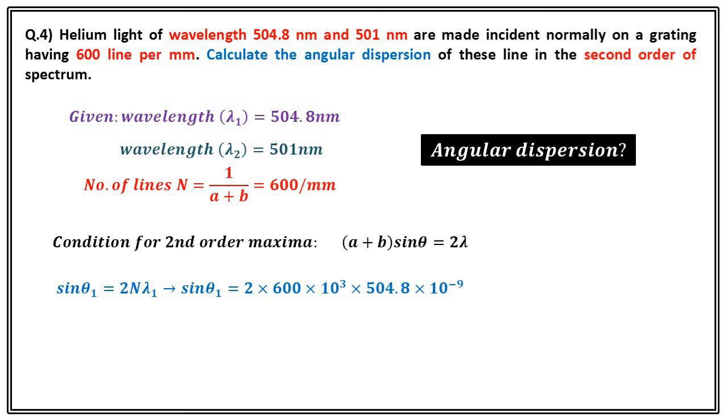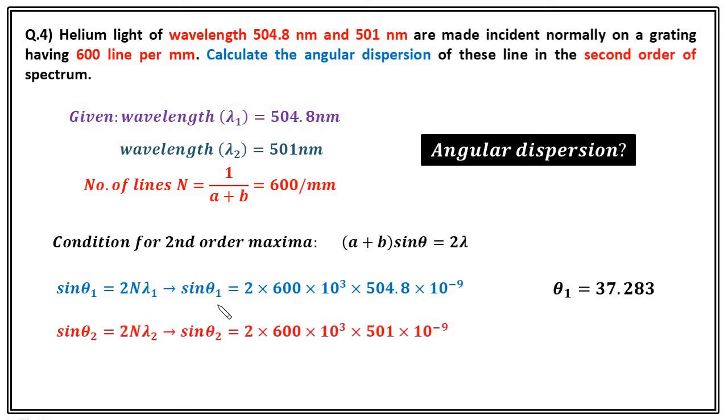Therefore, sine theta 1 equals 2 n lambda 1. Just substitute all the values, and if you work it out, theta 1 will be 37.28 degrees. Similarly, if you work it out for lambda 2, that is the wavelength of 501 nanometer, use the same relation, try to solve it out, and you will get theta 2 equals 36.955.